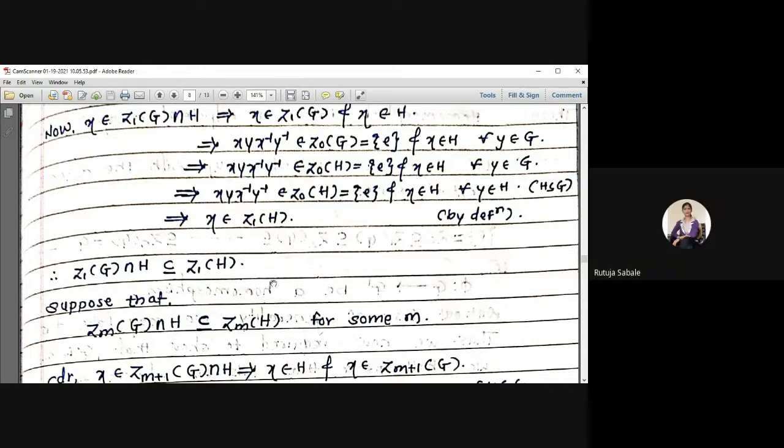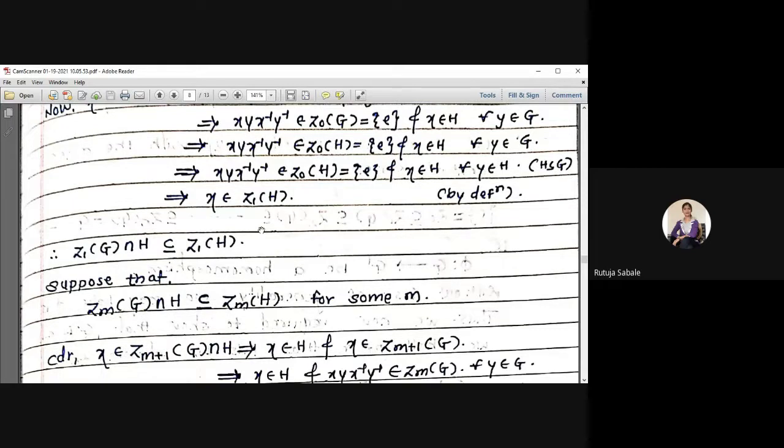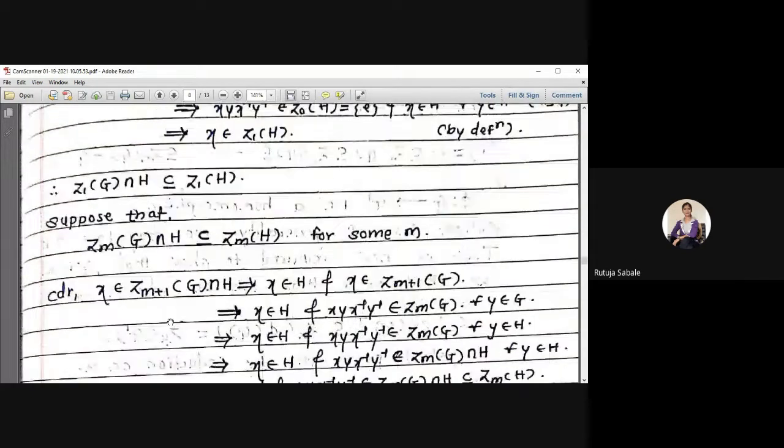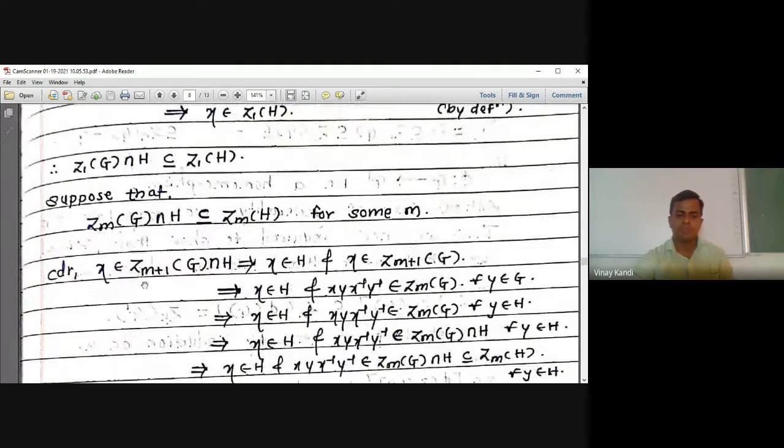No, sir. Okay. Again, suppose that Zm of G intersection H is contained in Zm of H for some m. It is true for 1. What have we done? We have assumed that this statement is true for m as well. So we have to prove that this statement is also correct by using this assumed statement. We have to prove it for Zm plus 1. It is like mathematical induction, do you understand? Yes, sir. Consider x belongs to Zm plus 1 of G intersection H.